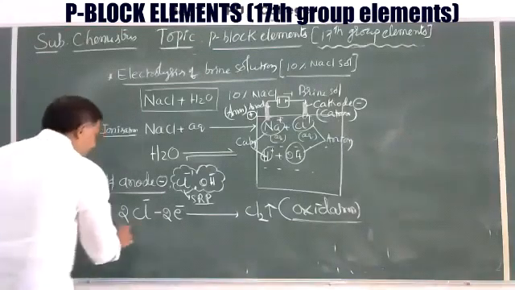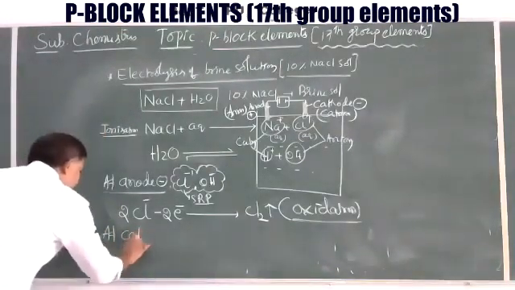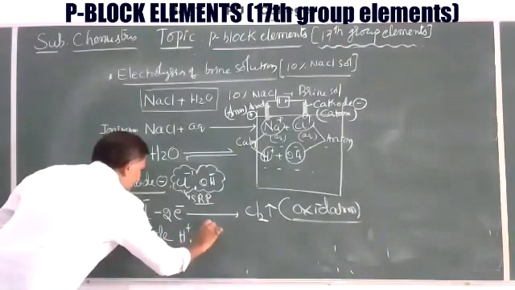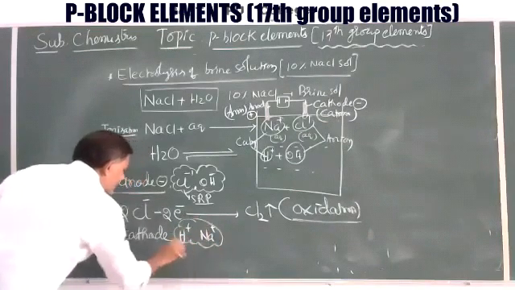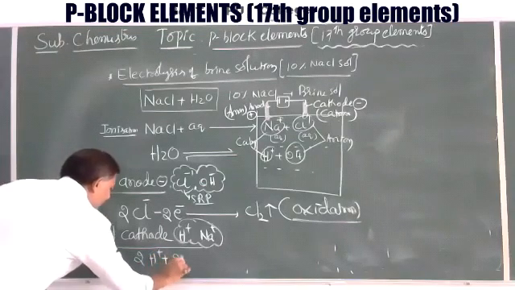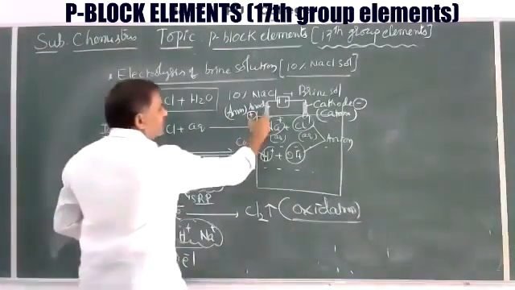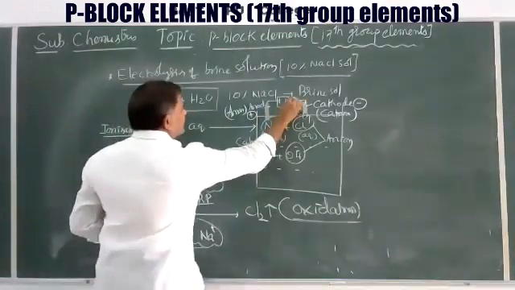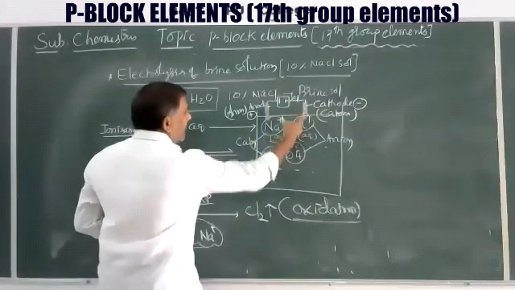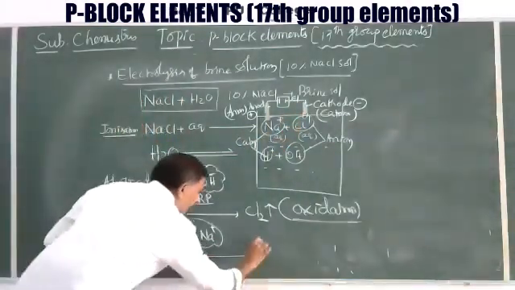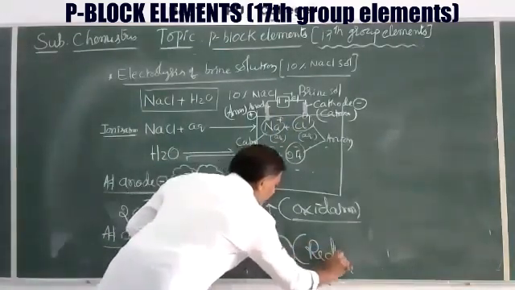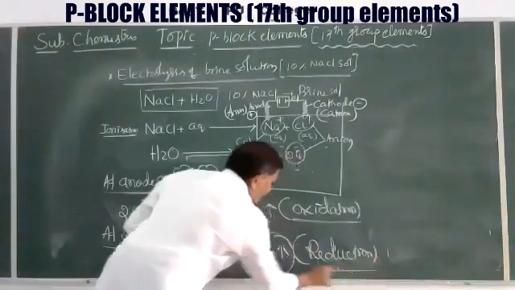At the same time, at the cathode, the H plus and Na plus ions are there. Among these two, based on their SRP values, the two hydrogen ions are ready to accept 2 electrons. From the anode to the cathode, electron transfer takes place. It donates 2 electrons and they are immediately accepted by the hydrogen ions. It gives hydrogen gas. That is, at the cathode, a reduction reaction takes place.